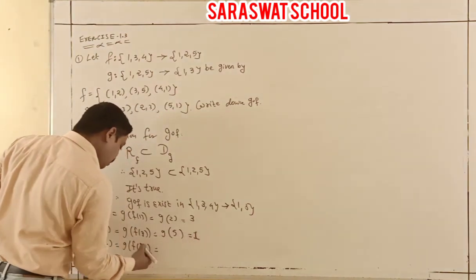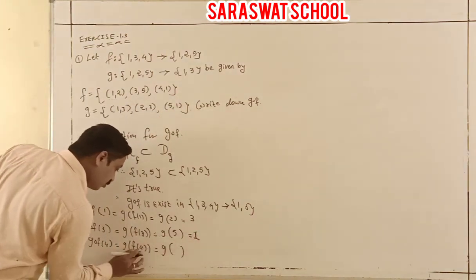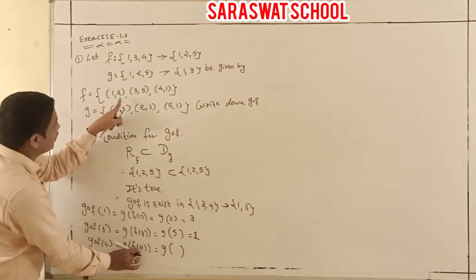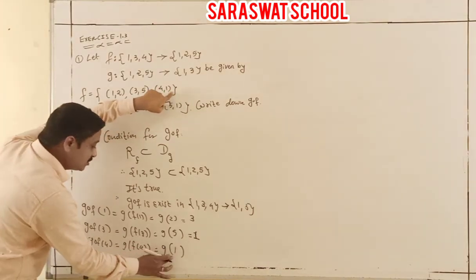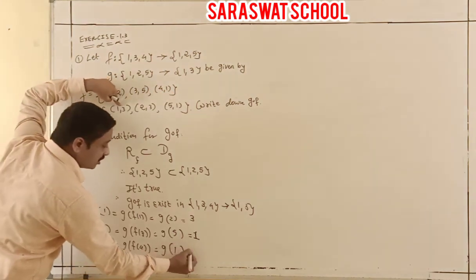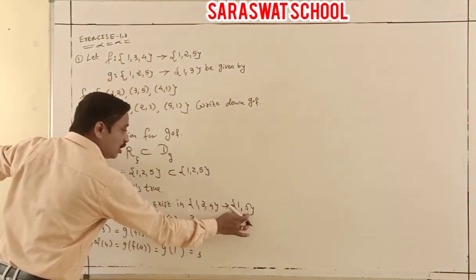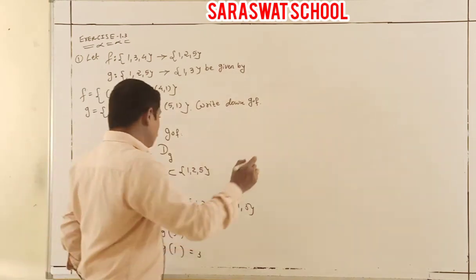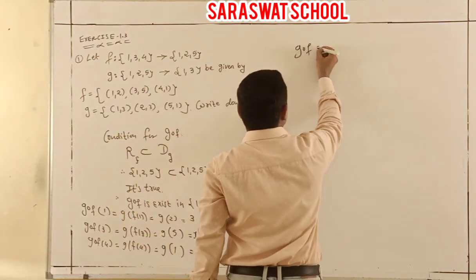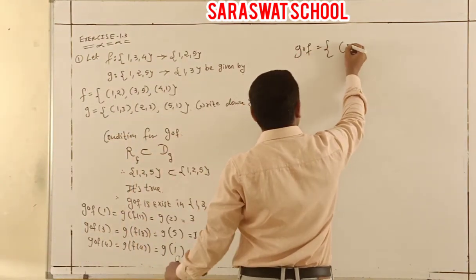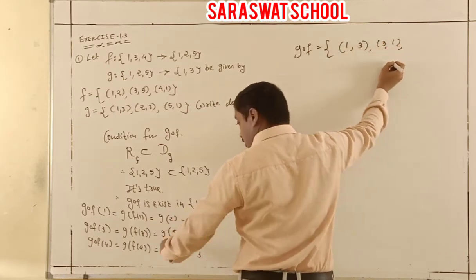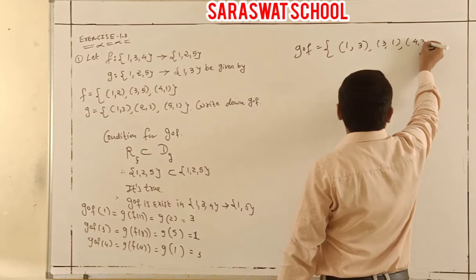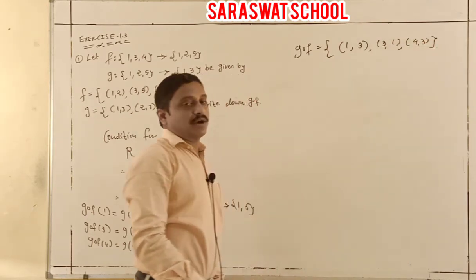Also check the next one. Same, what is f of 4? This f of 4 in the f line, check here 4, its answer is 1. Now g of 1. In g, 1 is what? 3. Check, this answer is only belonging to 1, 3. So that's why I am checking the condition first. g of f of 1 takes the answer 3, 3 takes 1, and 4 takes 3. That's the answer here, g of f.